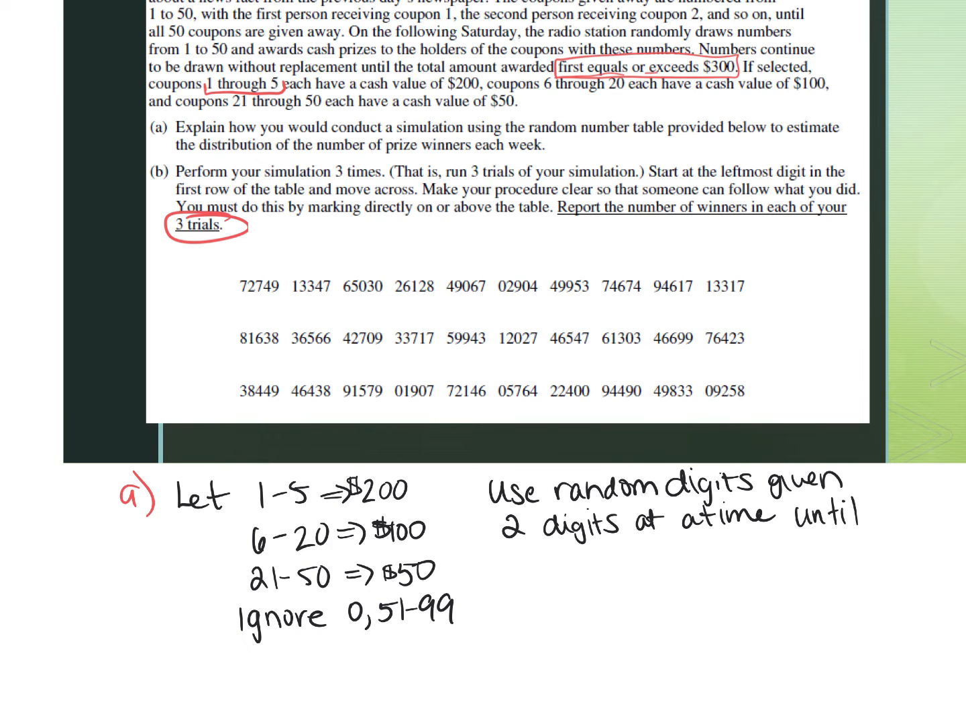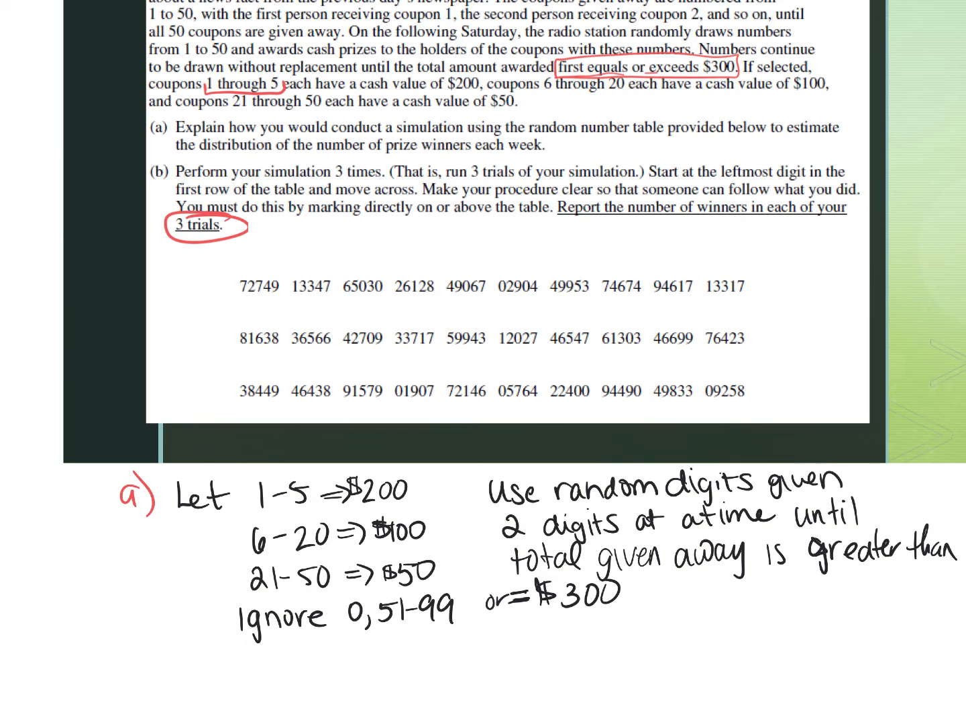Until the total given away is greater than, not equal to, greater than $300. It has to be greater than? Has to be greater than. It says it first, greater than or equal to. Yeah. Equals or exceeds. Sorry. There's another one where it says exceeds only. It has to be greater than.